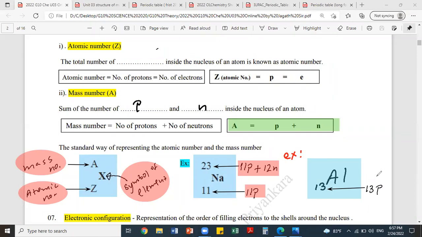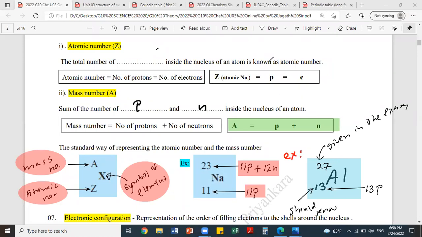Now in the exam, they will give the mass number. The mass number here is 27, and that is given in the exam. Don't worry, you should not need to remember it. For any atom, they will never ask the mass number. But the atomic number you should remember. You should know the atomic number.